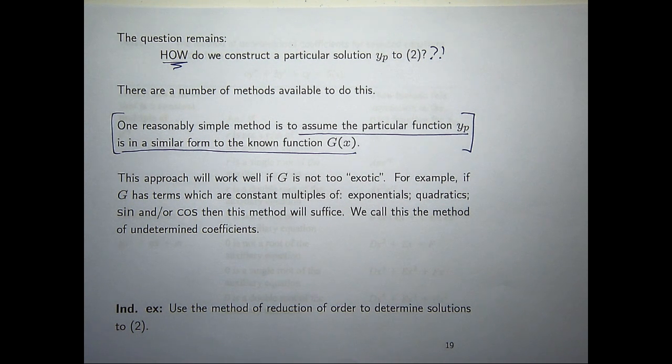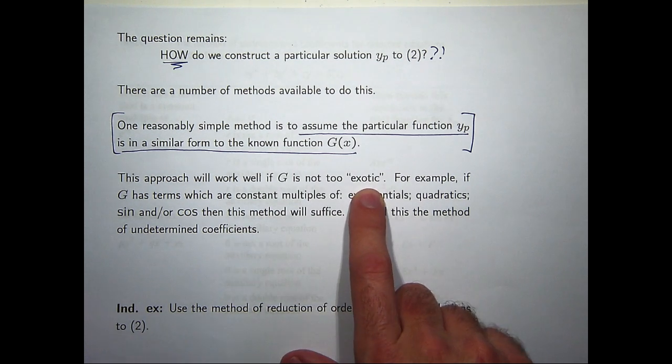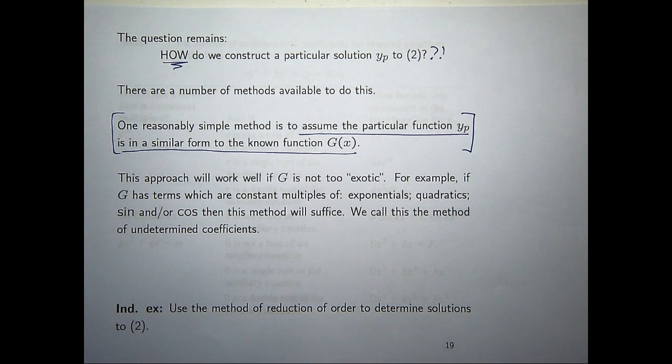Now, this approach will work if the right-hand side of your equation is not too exotic. So if g of x is a combination of exponentials, quadratics, trig functions, or sine and cos, then the method that I'm going to show you today will work, and we call it the method of undetermined coefficients.